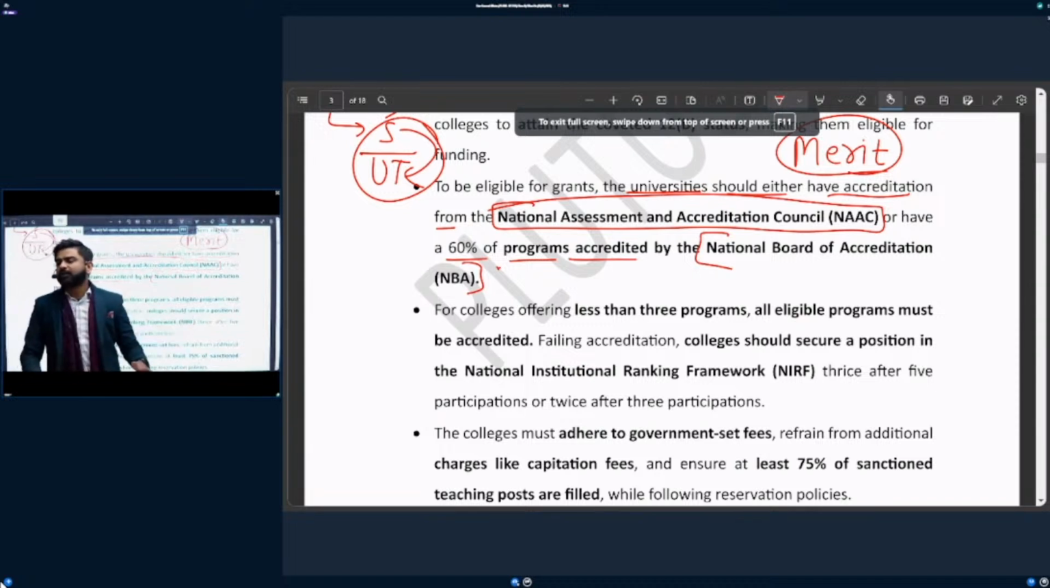So there is no dispute on this. The only dispute we have is chapter 10 of the draft guidelines that deals with de-reservation. Clear? Let's come to the next news.